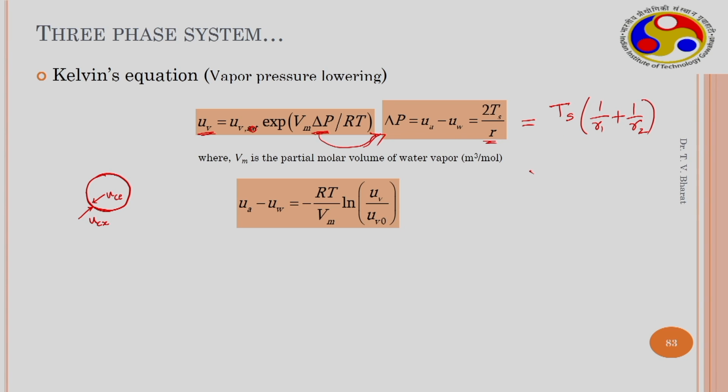Or if you are using a toroidal approximation for understanding the unsaturated soil behavior, then this could be Ts times 1 by R1 minus 1 by R2. So the pressure drop using different expressions could be obtained, and if you substitute, you would understand the change in the vapor pressure. So this can be simplified as um minus uw equals minus RT by Vm times log uv by uv naught.